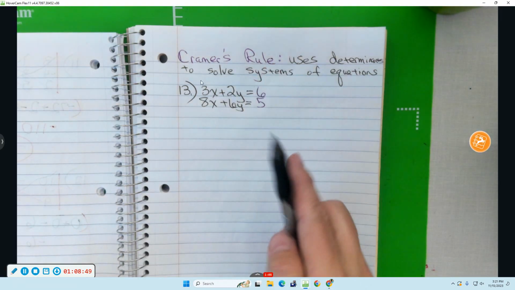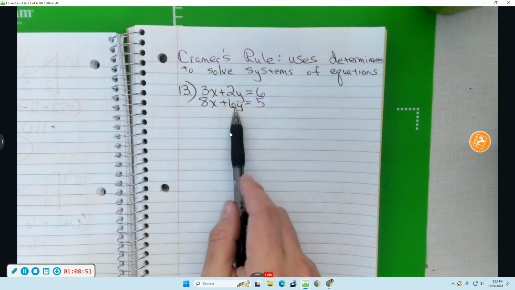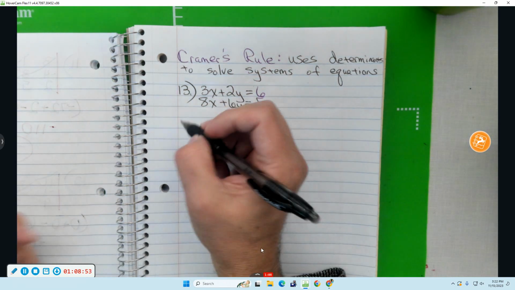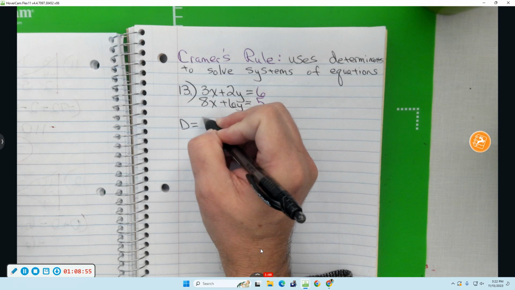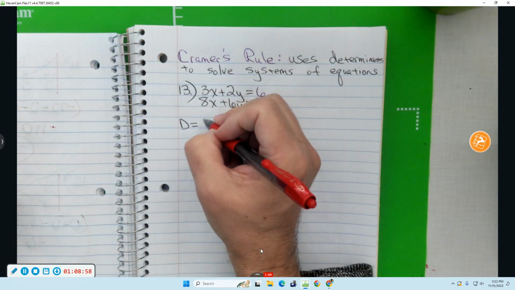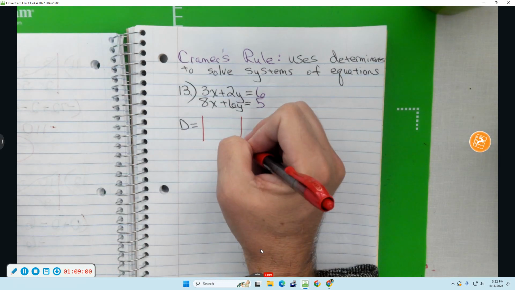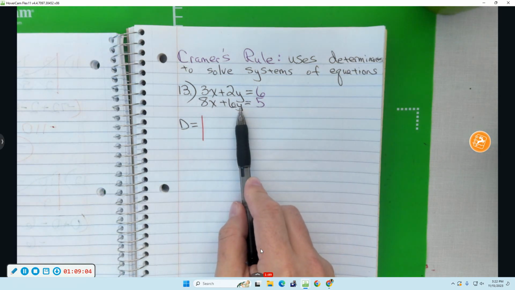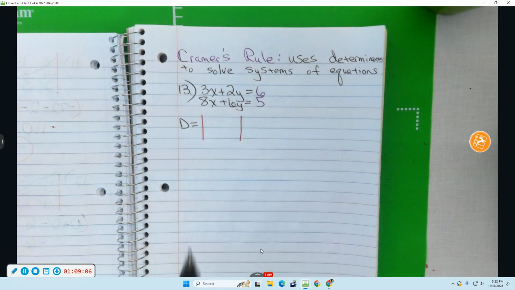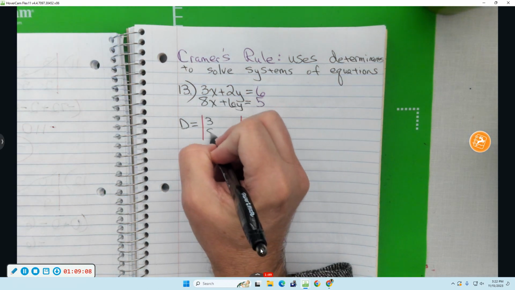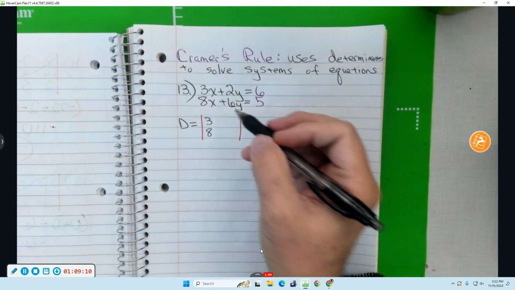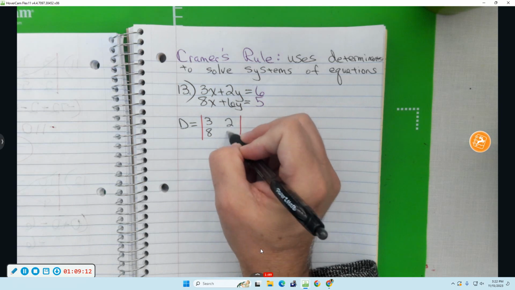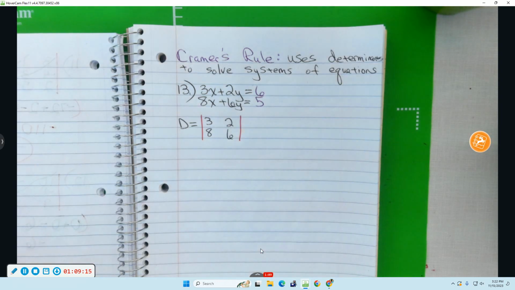Let's find the determinant of the coefficient matrix, okay? So we call that D for determinant. Called capital D, the determinant of the coefficient. So you have to make sure you have your X's and Y's aligned, which we do. The first column would be 3, 8. Those are the coefficients of X. The second would be 2, 6, the coefficients of Y.